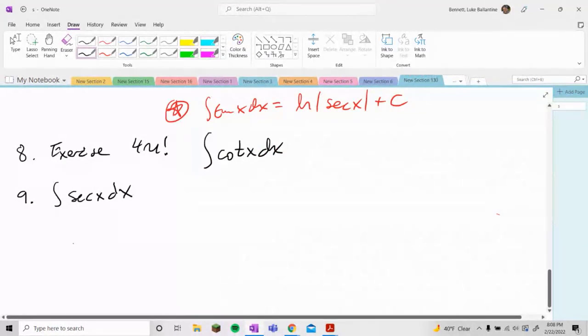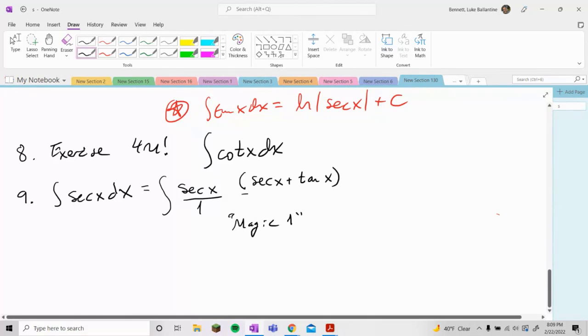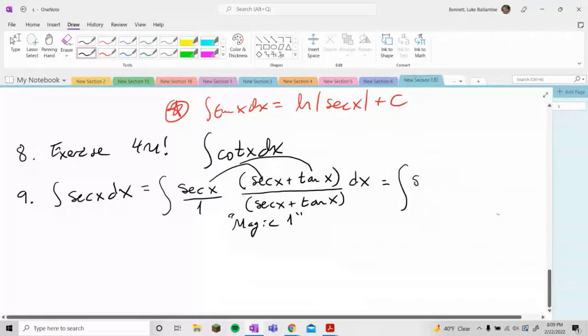So we can multiply anything by 1 and get that thing back out. So I'm going to multiply this integrand by 1 in a special form. It's secant x divided by 1. My magic one is going to be secant x plus tangent x over secant x plus tangent x. And we have our dx, of course. Now I'm going to distribute this secant through. So we have the integral of secant squared x plus secant x tangent x over secant x plus tangent x dx.